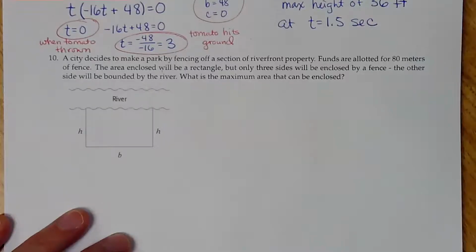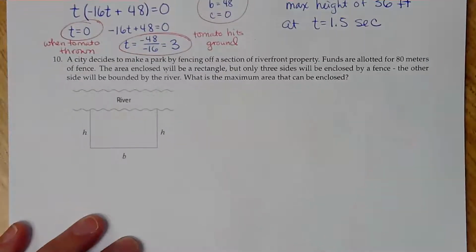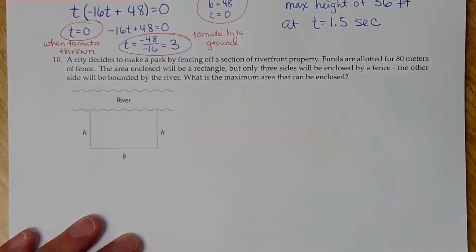All right, we're going to look at one more word problem here. A city decides to make a park by fencing off a section of the riverfront property. Funds are allotted for 80 meters of fencing. The area enclosed will be a rectangle, but only 3 sides will need fencing because the other side is going to be bounded by the river. What is the maximum area that can be enclosed?